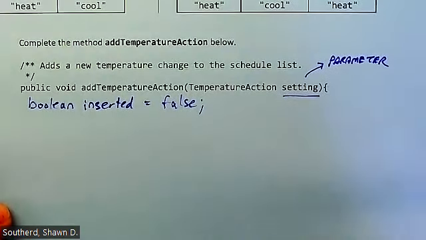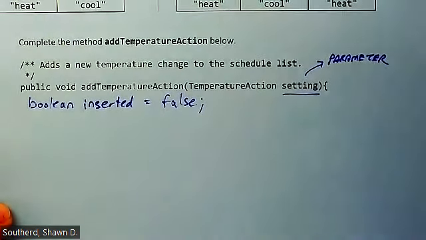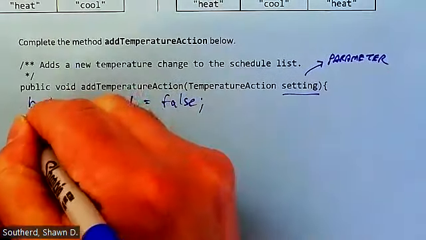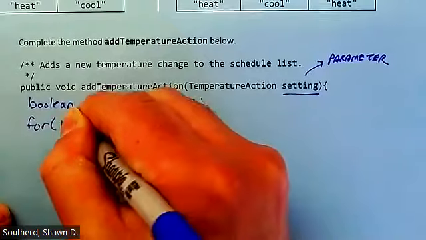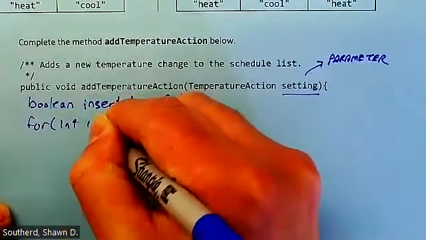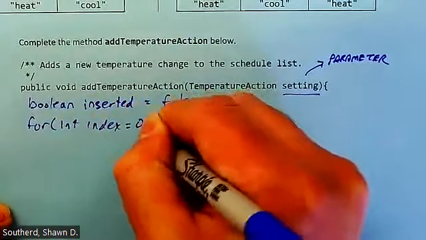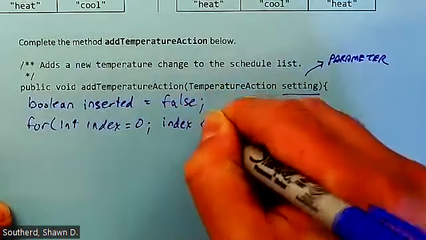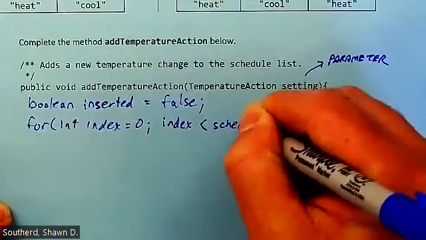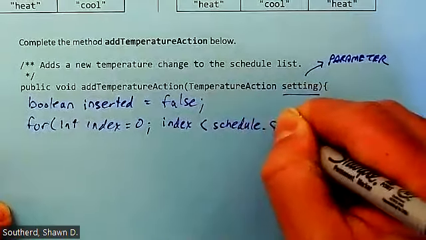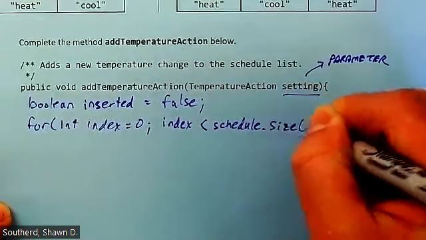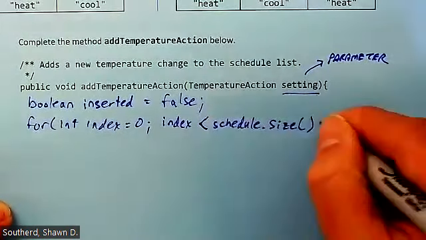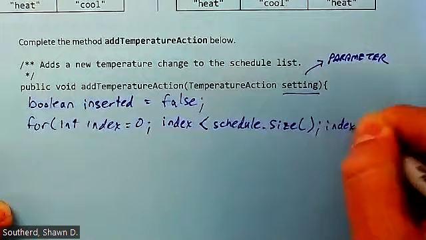First thing I got to do, in order to traverse through an ArrayList, is use a for loop. So I'm going to set up a for loop where int index equals 0, and the index is less than the schedule ArrayList. Remember, that's the one that's given to us. The size. That should be a less than. And then we're going to go ahead and increment at the end of the for loop.